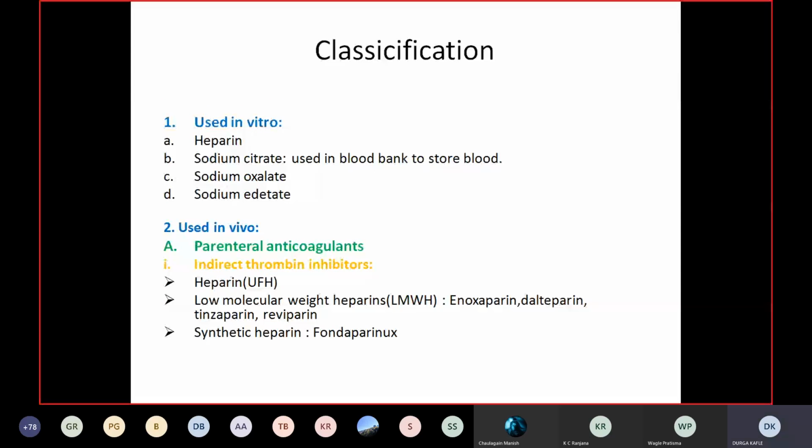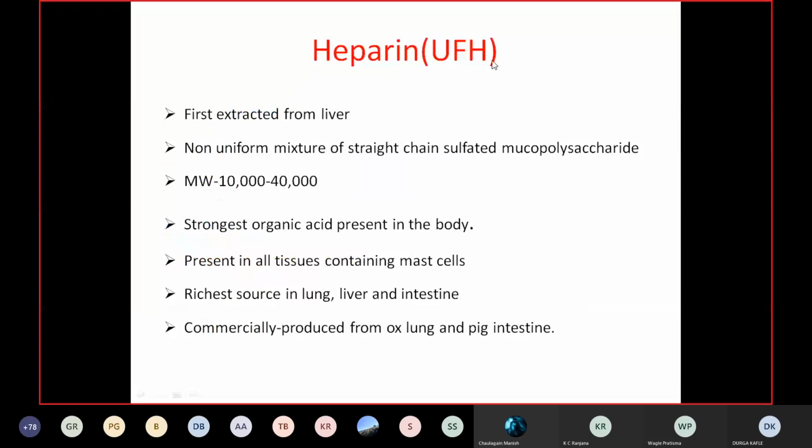So we start one by one. We'll start with heparin. Why is this name heparin given? Any idea? What is hepatic? Liver related. It is because it is mostly concentrated in the liver. It is highly extracted from the liver cells. That's why it is named heparin.